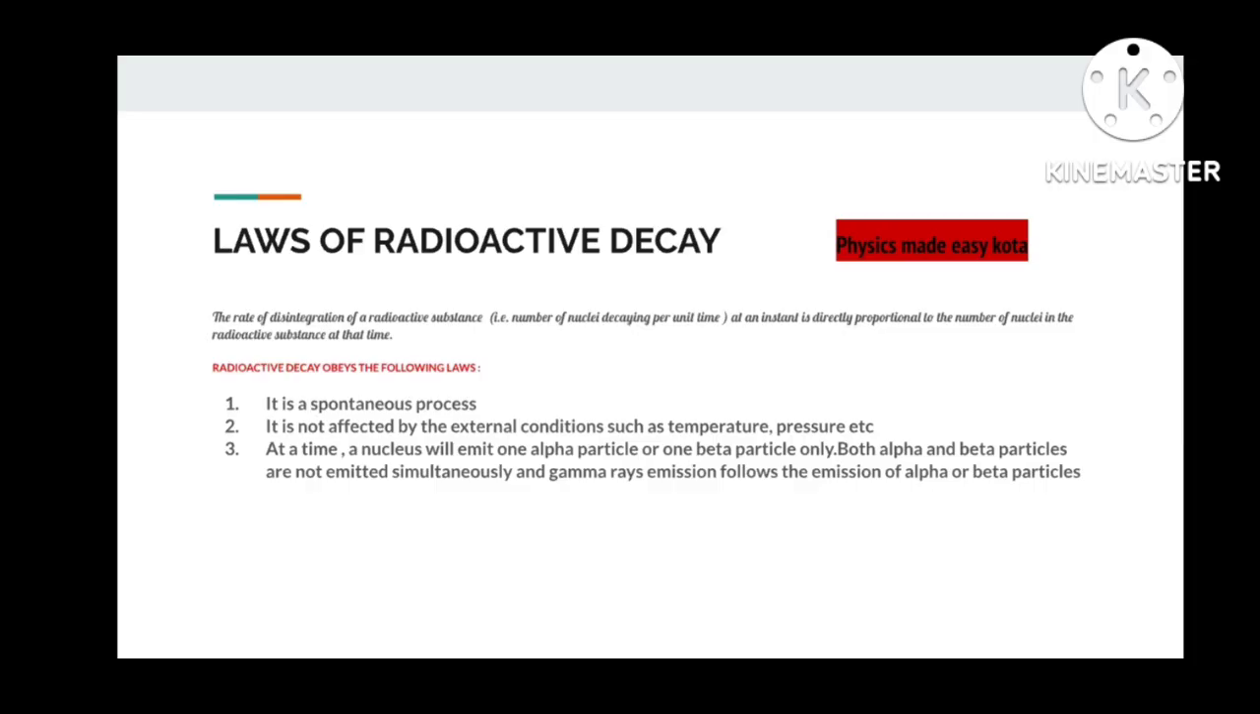So rule number 1 is radioactive decay is a spontaneous process. It means that it is not affected by external conditions, whatever the temperature or pressure may be, it will not be affected. Next law states that at a time a nucleus will emit one alpha particle or one beta particle only. Both alpha and beta particles are not emitted simultaneously, and gamma rays emission follows the emission of alpha or beta particles.